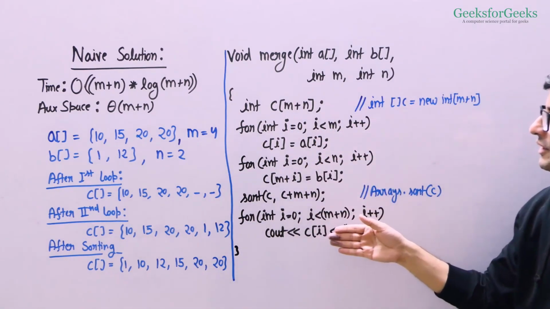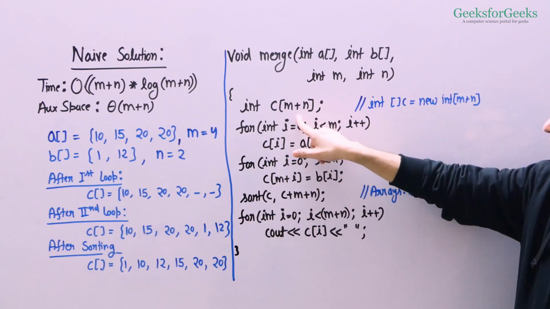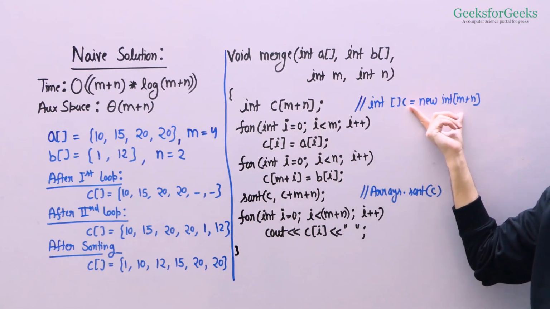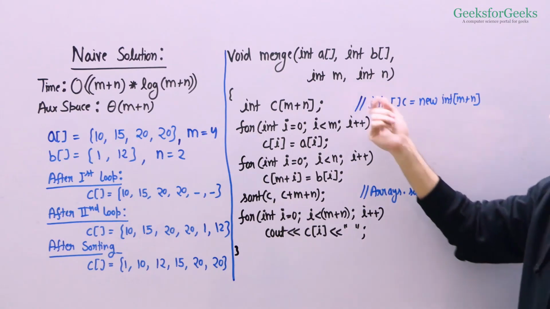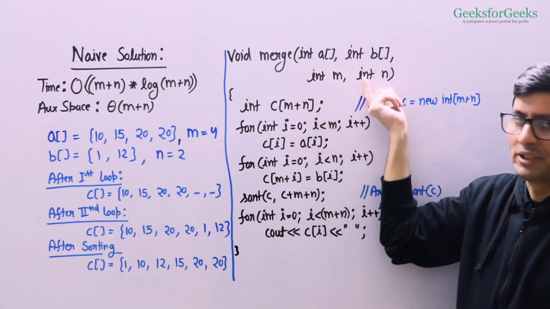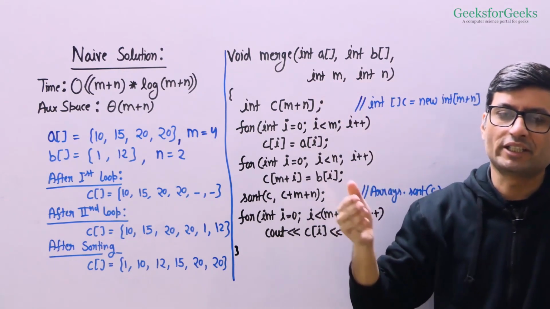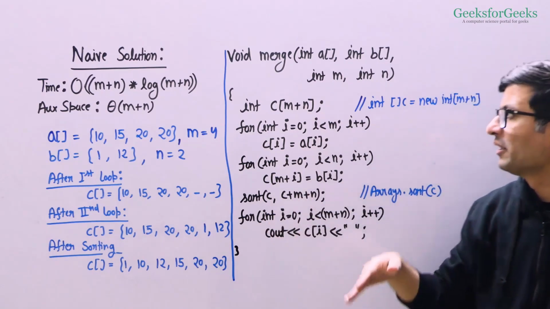Here is implementation of this. So this is C++ style syntax. In Java, you can create an array of size M plus N this way. Also in Java, you don't have to pass lengths as parameters. You can get lengths M as A dot length and N as B dot length.